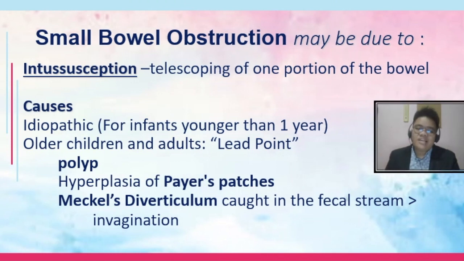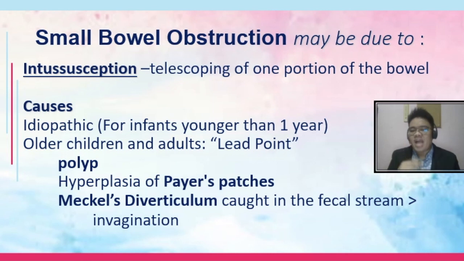Now, when I say intussusception, it is the telescoping of one portion of the bowel leading to an obstruction. Causes: it's idiopathic, usually for infants less than 1 year of age. However, for older children and adults, there is a term that we refer to as lead point. The lead point is the piece of intestinal tissue that protrudes into the bowel lumen. So it's the lead. It's the one that protrudes through. This may be caused by a polyp.